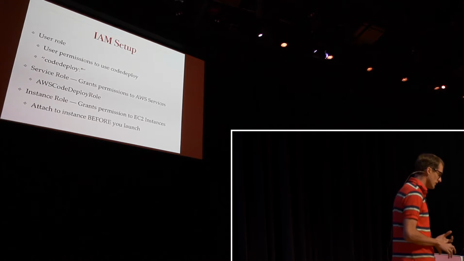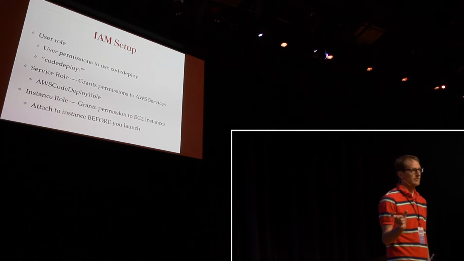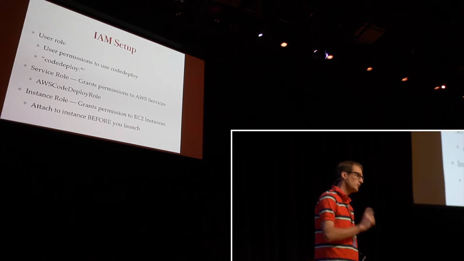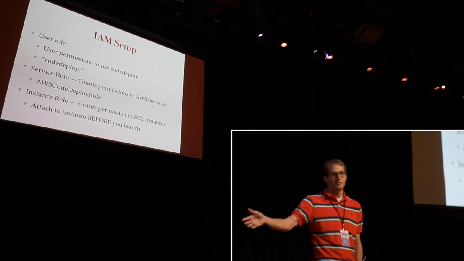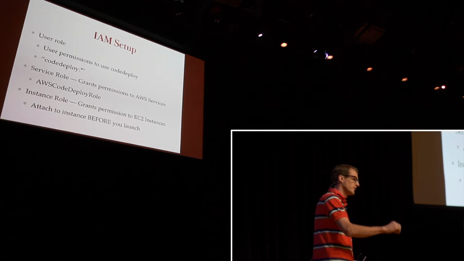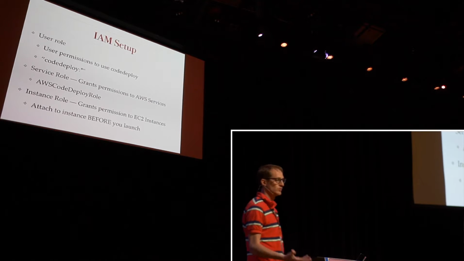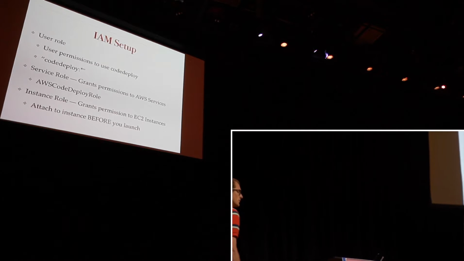The trick here is once you've started an EC2 instance, you can't assign it a role. So before you start an instance, just save yourself a little bit of time, go create an instance role, even if it's empty. You don't have to put any permissions in there. Then you can assign it to your EC2 instances before you launch them, and then later on you can go and adjust the permissions. So it's just a little bit of a time saver.